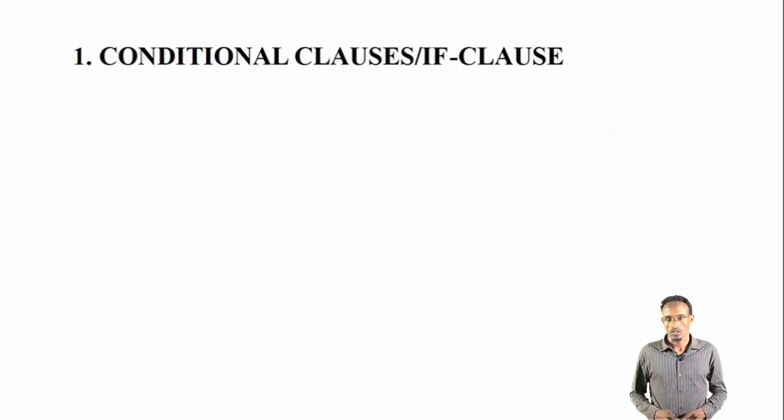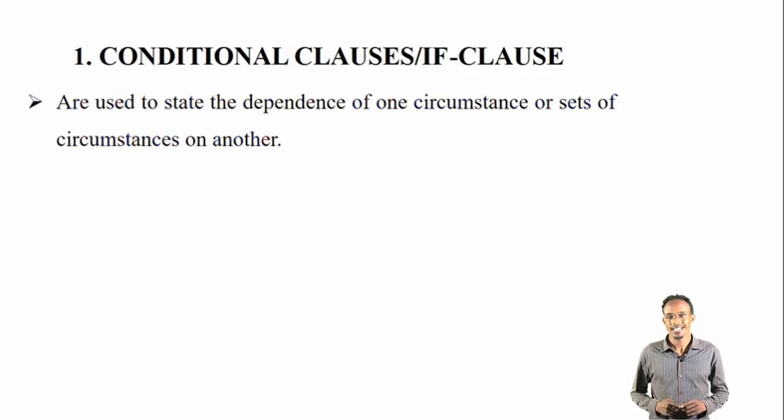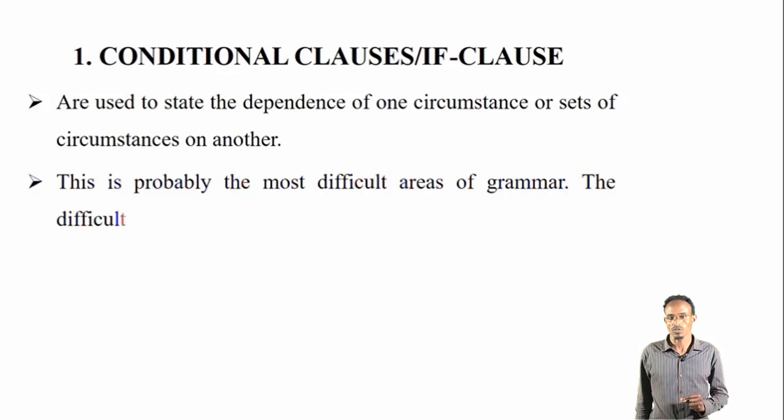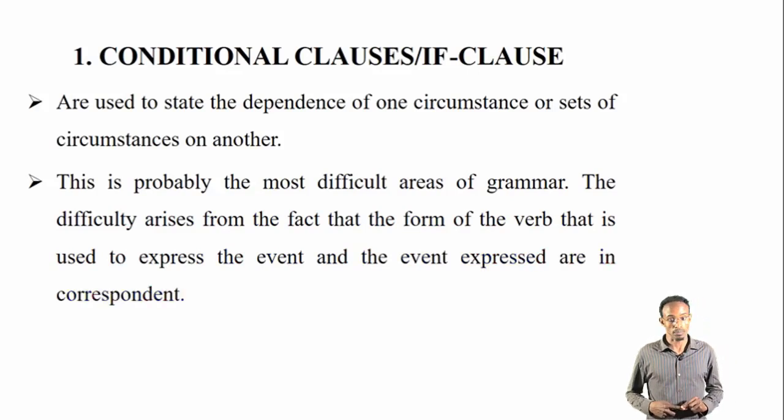Conditional clauses, or if clauses, are used to state the dependence of one circumstance or set of circumstances on another. This is probably the most difficult area of grammar. The difficulty arises from the fact that the forms of the verbs used to express the event and the event expressed do not correspond.